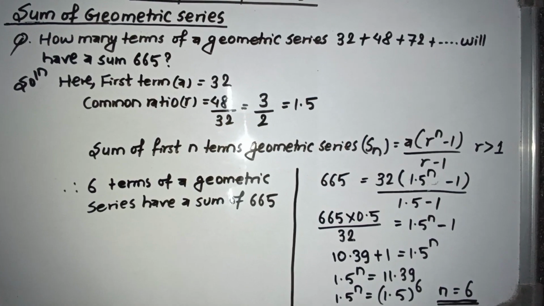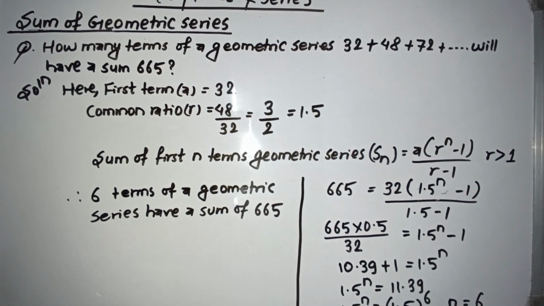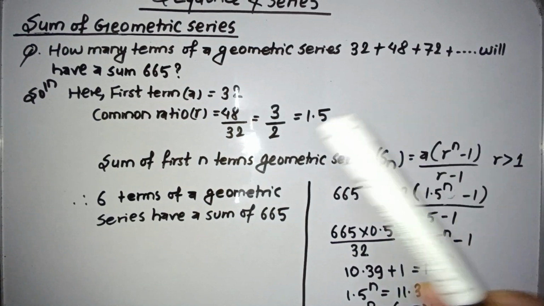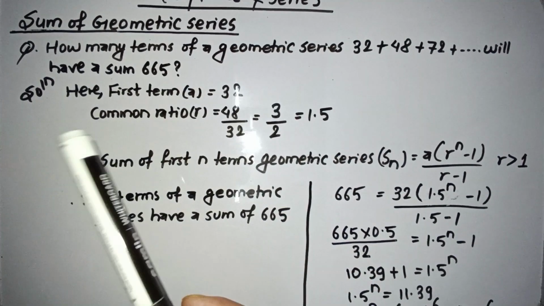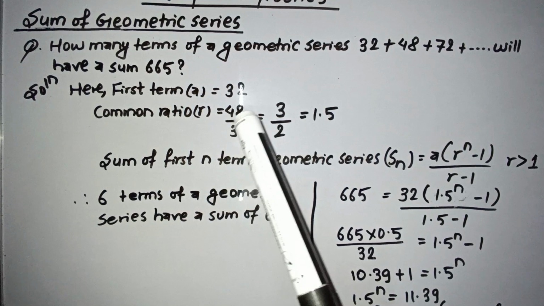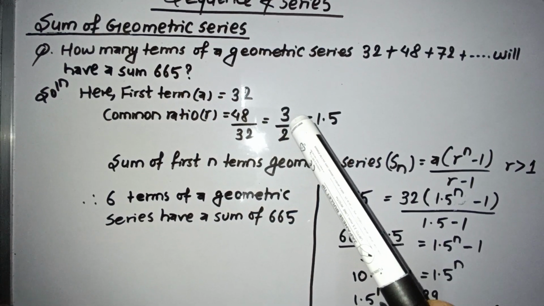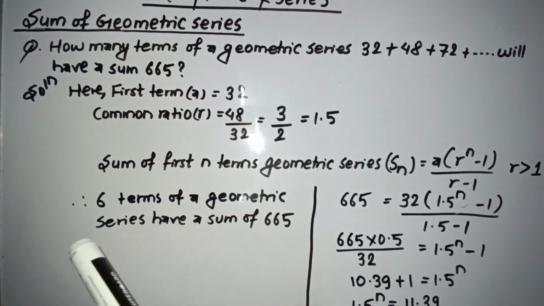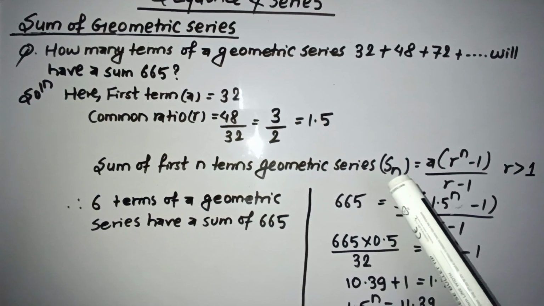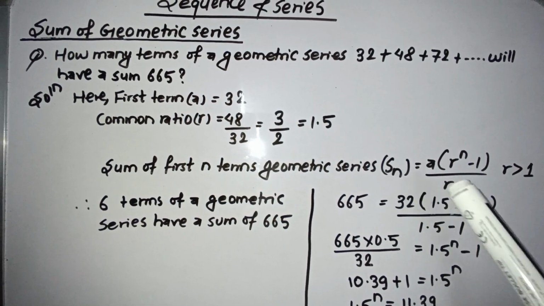We are going to solve another numerical problem based on the sum of a geometric series. In the question, how many terms of the geometric series 32 plus 48 plus 72 plus and so on will have a sum of 665. Here we have first term a equal to 32 and the common ratio r equal to 48 divided by 32 or 72 divided by 48, and we get 3/2 or 1.5. Then we need to calculate the sum of the first n terms of the geometric series, Sn is equal to a(r^n - 1) divided by r - 1.